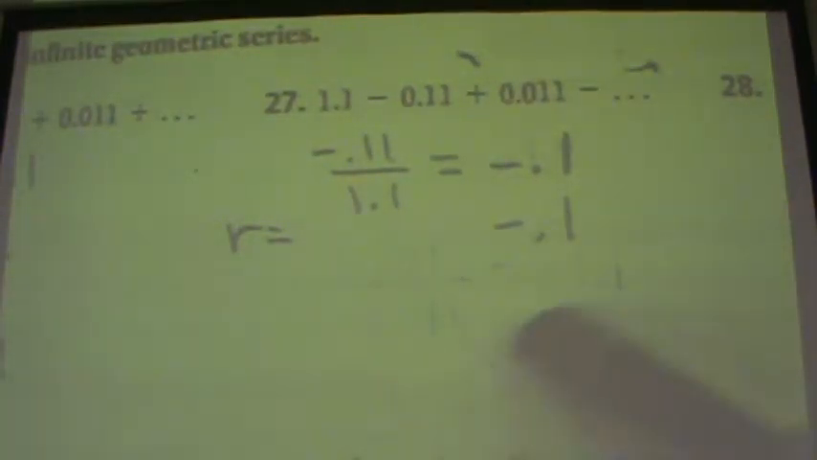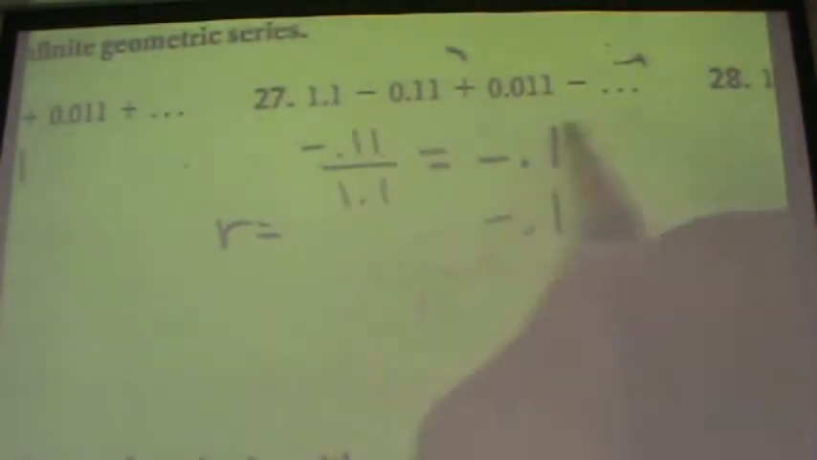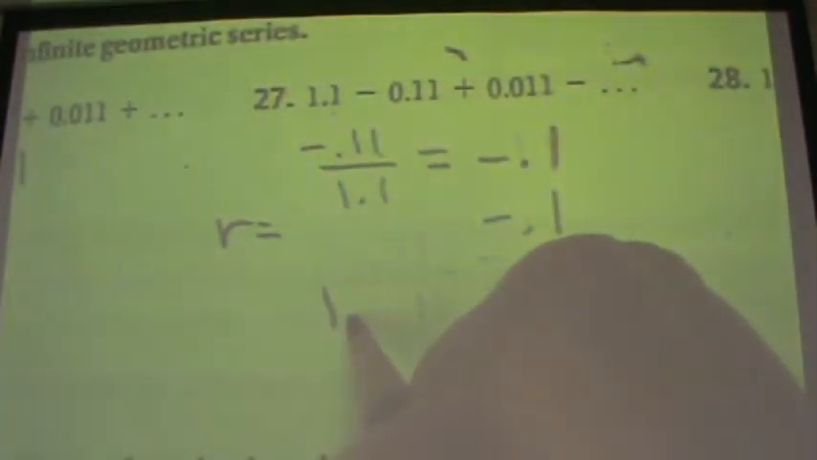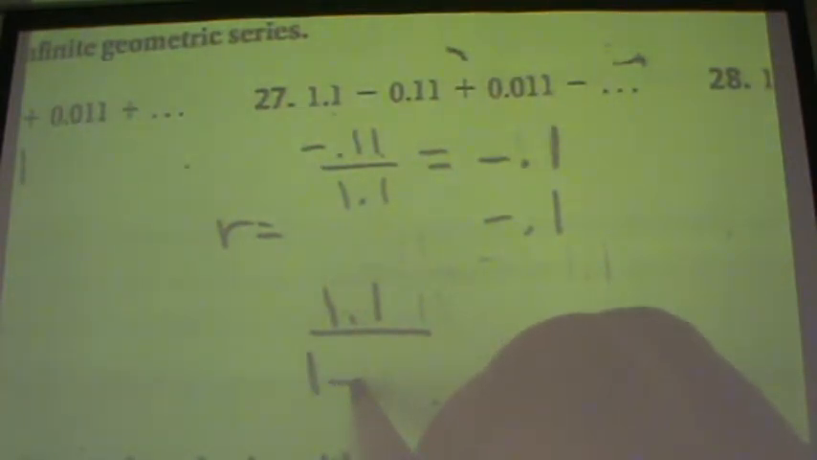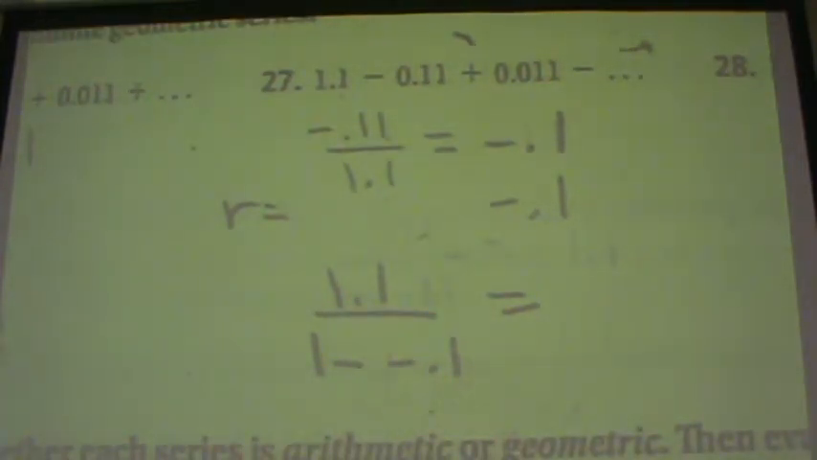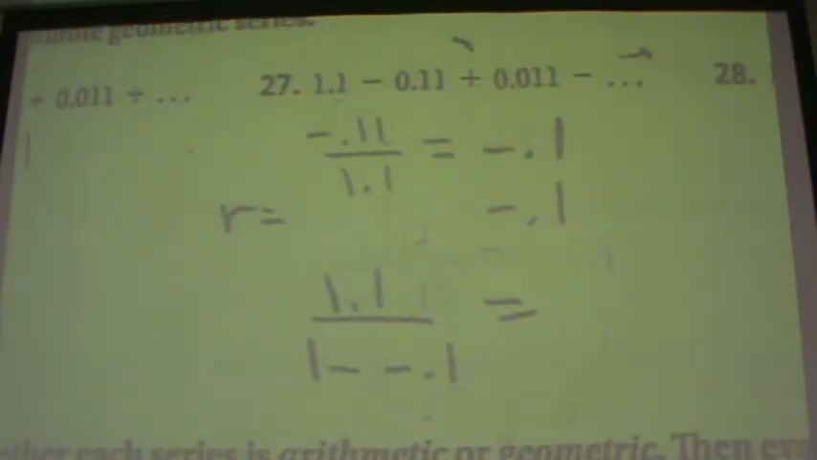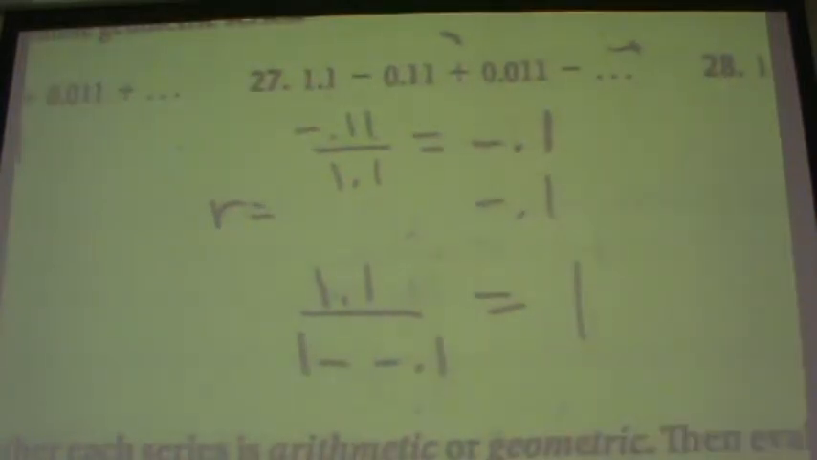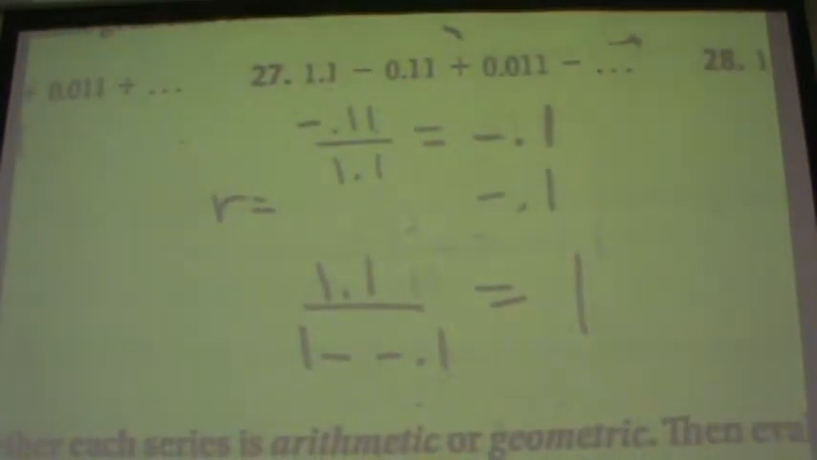R is less than 1. This one converges. You can do this one. So the sum to infinity would be the first term, 1.1, over 1 minus the R value. 1 minus negative 0.1. These are hard to write. So 1.1 divided by 1 plus 0.1. And I got 1. Libby, you said 1, right? Good job. And let's try one more of these.